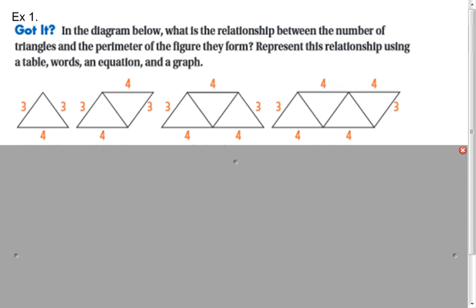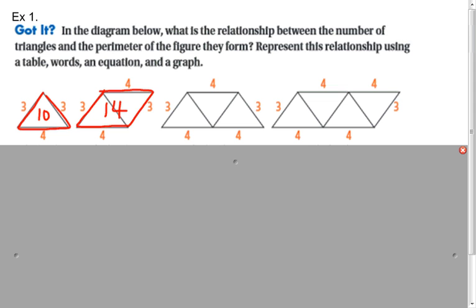Okay. First of all, if we just look at this first triangle, here's one triangle. And the perimeter would be 3, 4, and 3 for a total of 10. If we add another triangle, and we have two triangles, the perimeter, 3 plus 4 is 7, plus 3 is 10, plus 4 more is a total of 14. Remember, perimeter is distance around the outside. I don't care about that line that goes through the middle.